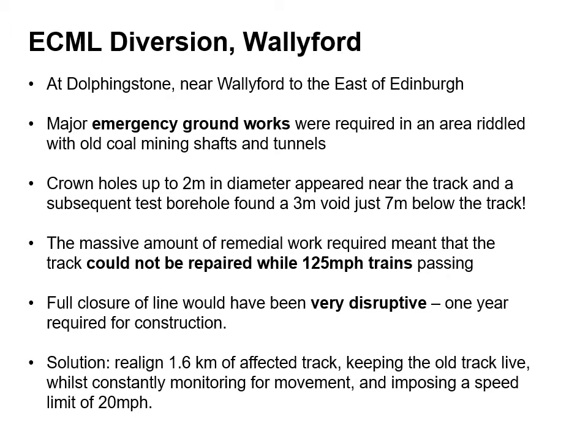A massive amount of remedial work was required, and this meant that the track could not be repaired while trains were running at 125 miles per hour. Full closure of the line would have been very disruptive. It would have taken almost 1 year for the construction project to be completed. So the solution was to realign 1.6 kilometres of the affected track, keeping the old track live while constantly monitoring for movement and imposing a speed limit of 20 miles per hour.